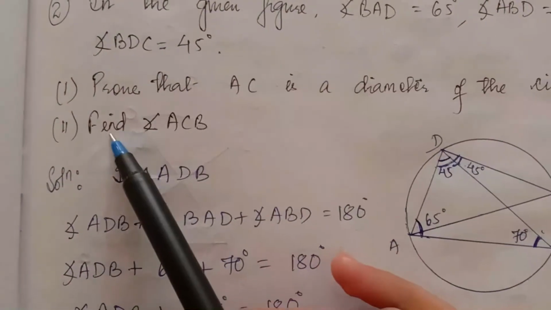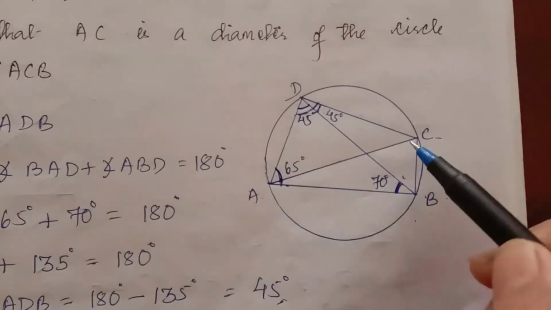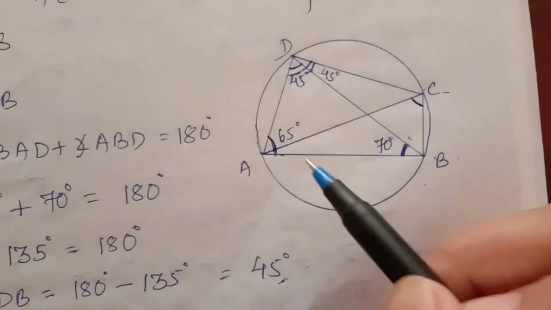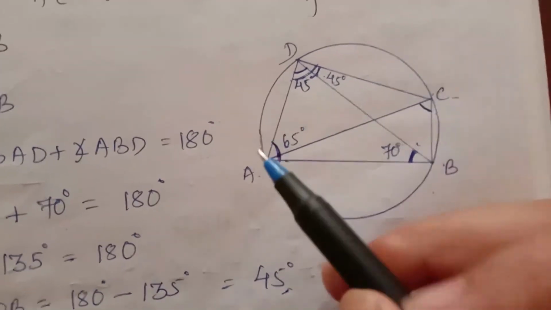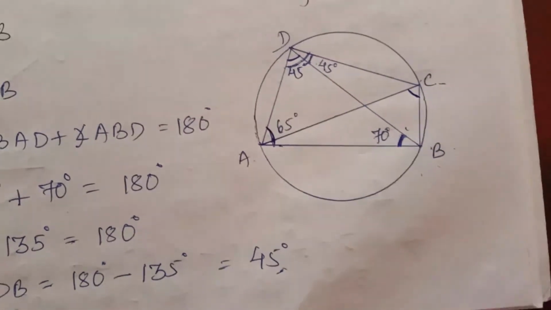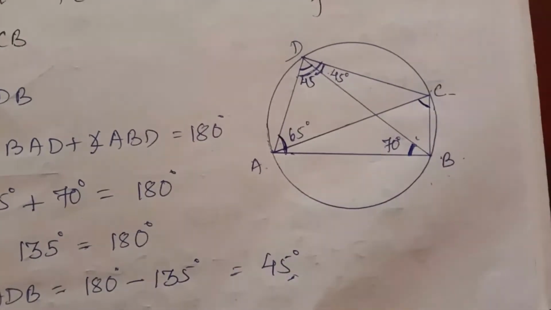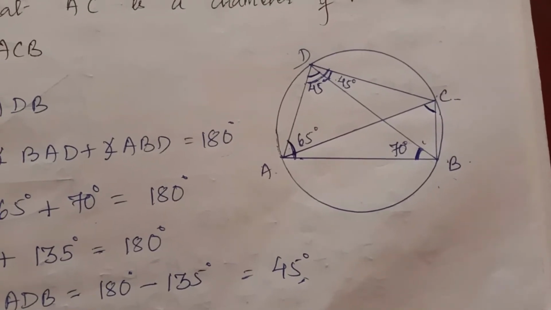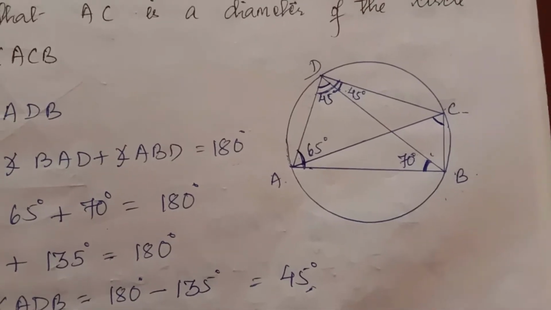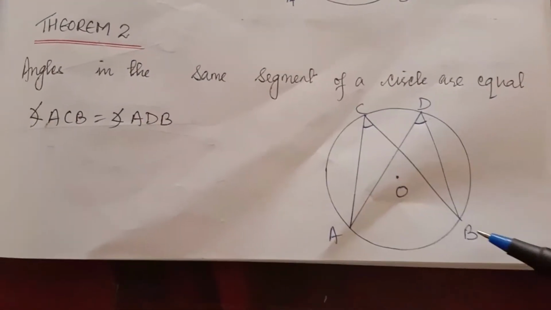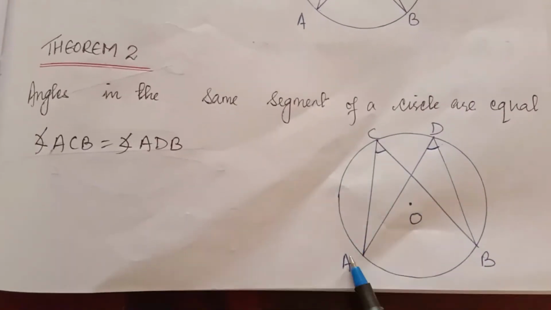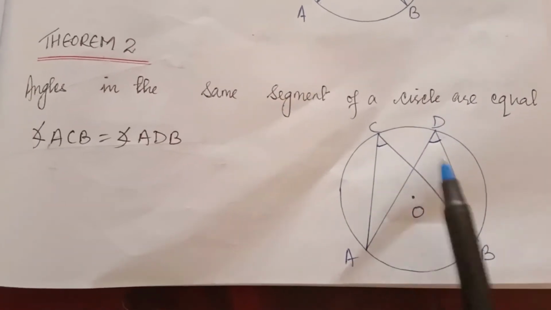And the second question is we have to find angle ACB. ACB, this angle we have to find, okay. So if you consider this triangle, here all the angles are unknown, so the triangle property won't work here. So we will see the second theorem, angles that lie in the same segment of a circle are equal. We will try to find this property in the diagram. Angles that lie in the same segment of a circle are always equal.